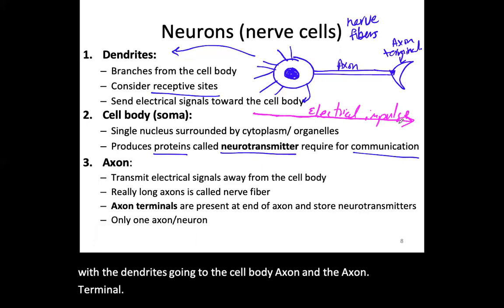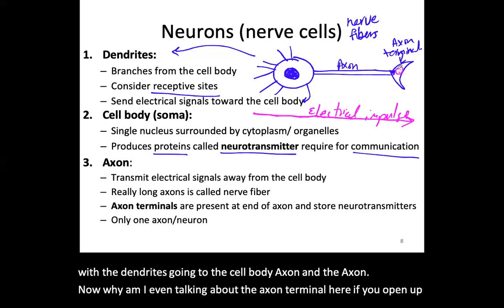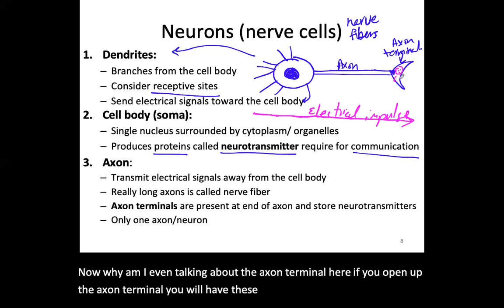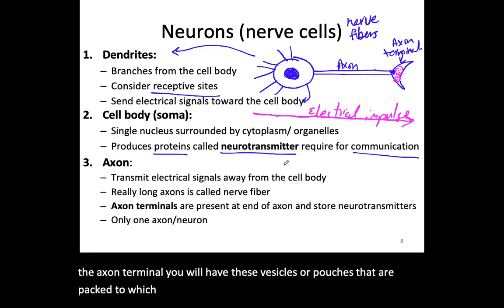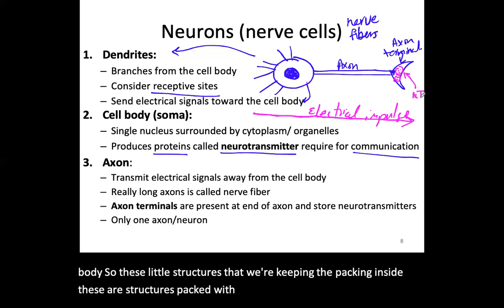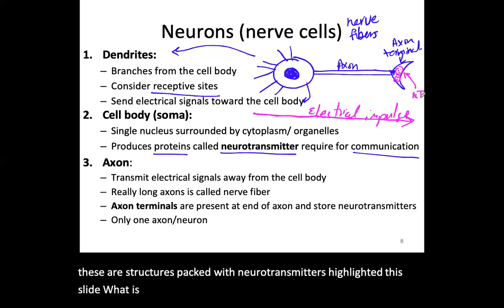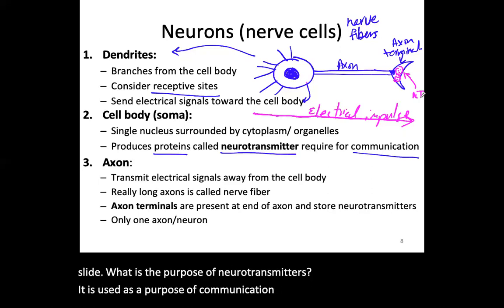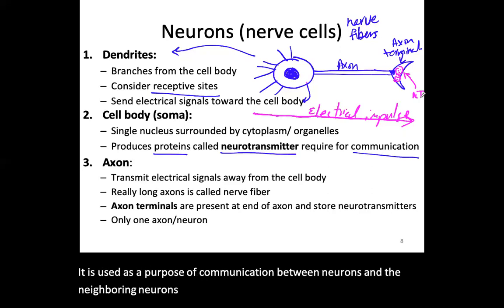Now, why am I even talking about the axon terminal here? If you open up the axon terminal, you will have these vesicles or pouches that are packed with the neurotransmitters that are produced inside the cell body. Highlight of this slide: what is the purpose of neurotransmitters? It is used for communication between neurons and the neighboring neurons or other parts of the body.